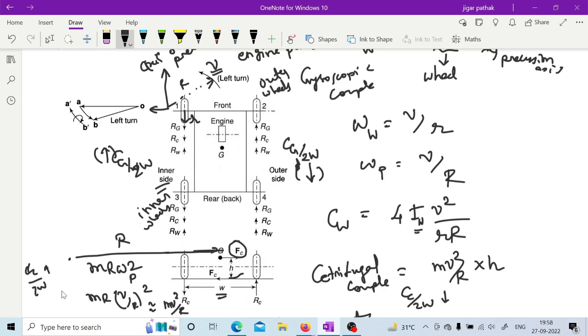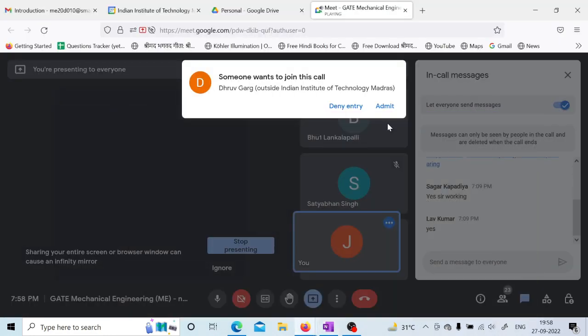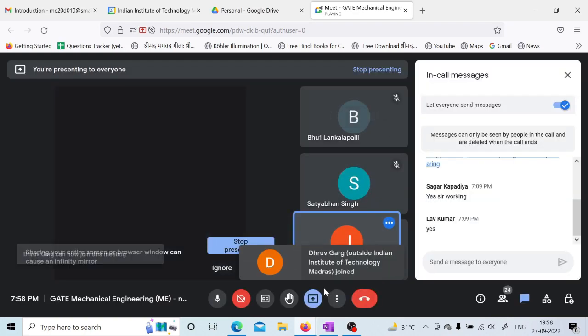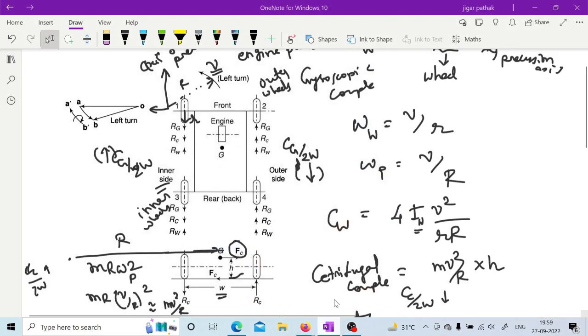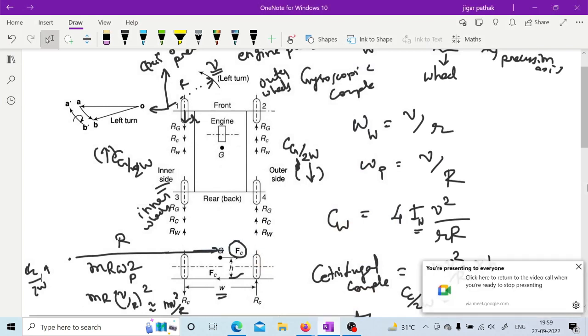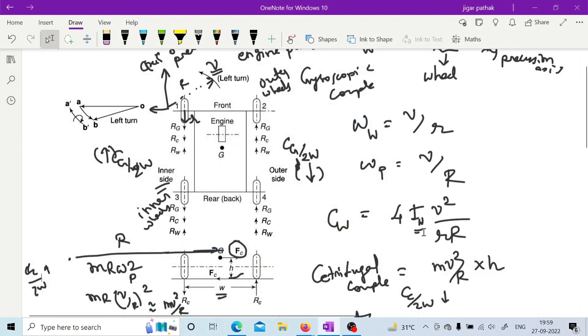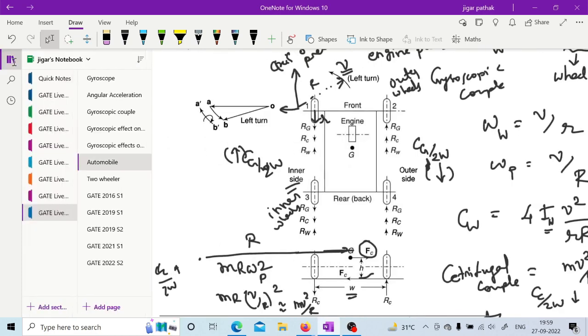Because of that, you will have some forces which are generating this couple, and in order to nullify them, or in order to keep your vehicle in balance, there will be a reaction provided at the wheels in the direction opposite to the forces generating these couples. That is why this reaction at the wheel is calculated. So this is how you have the centrifugal couple and the gyroscopic couple in the case of a four-wheeler automobile. Similarly, it is going to affect a two-wheeler also.